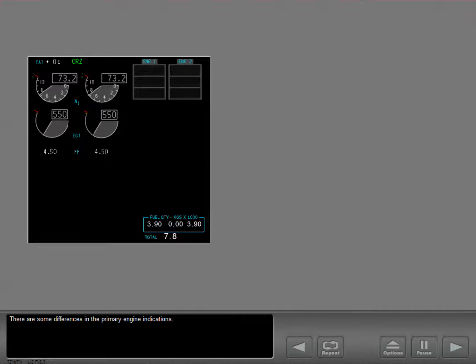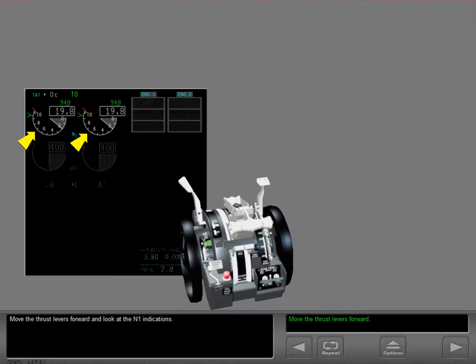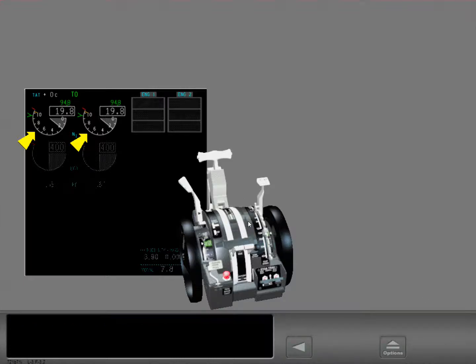There are some differences in the primary engine indications. The pointers show the related digital readout's position on the indicator. The normal range is white. Move the thrust levers forward and look at the N1 indications. The white commanded sector arc outside the dial shows the difference between commanded N1 and actual N1.